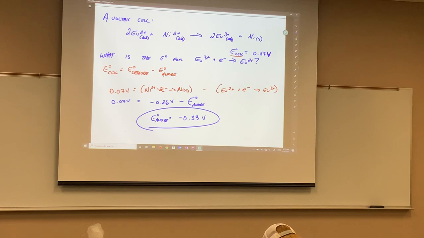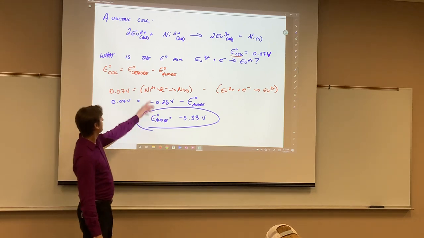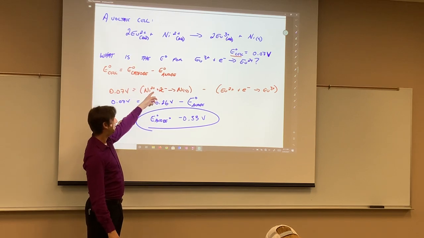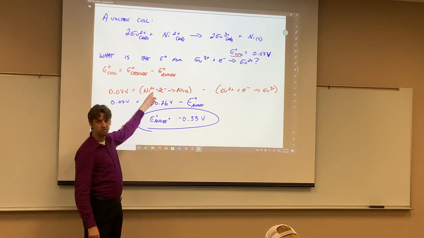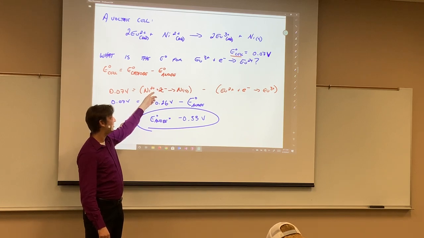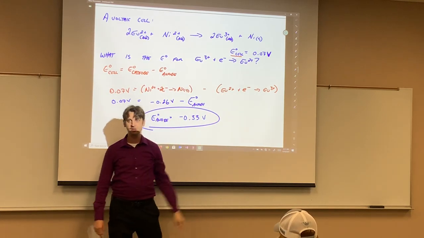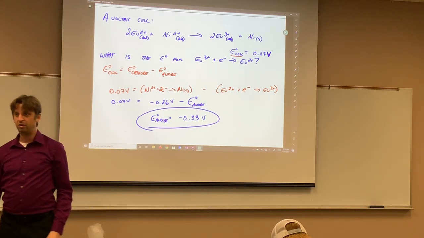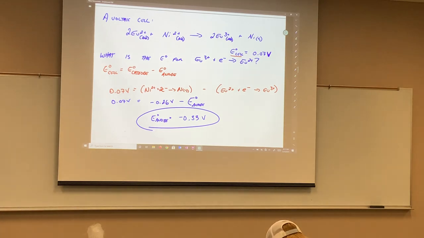So when you calculate a problem like this, make sure that you check your answer at the end. If this is the cathode, this is the thing that's getting reduced. It should be easier to reduce this than this, okay? Everybody following along with this? We're just looking at what our answers are at the end there, the E naughts.